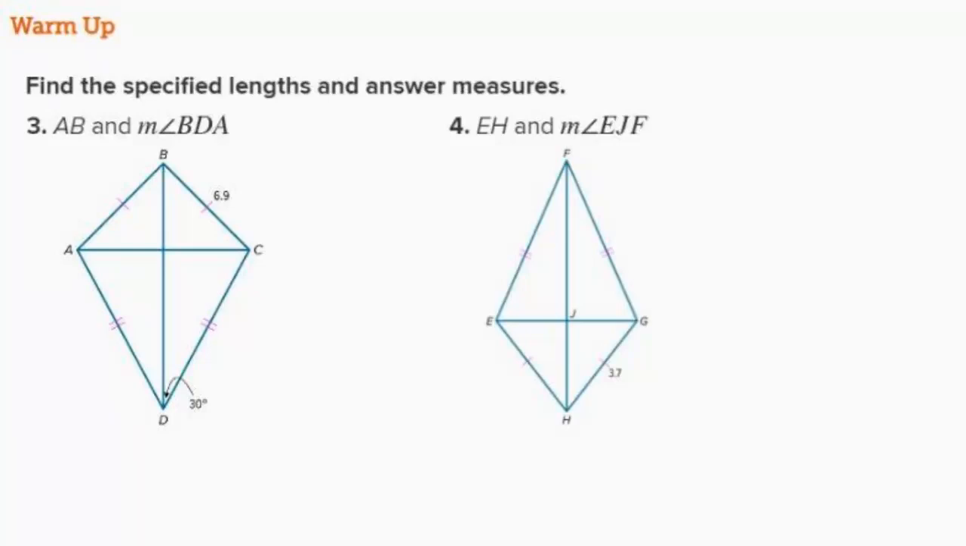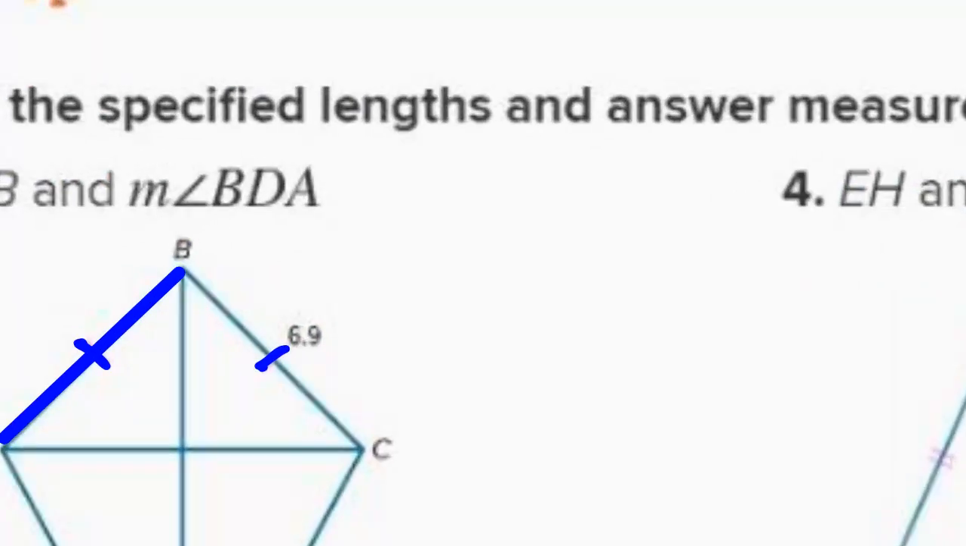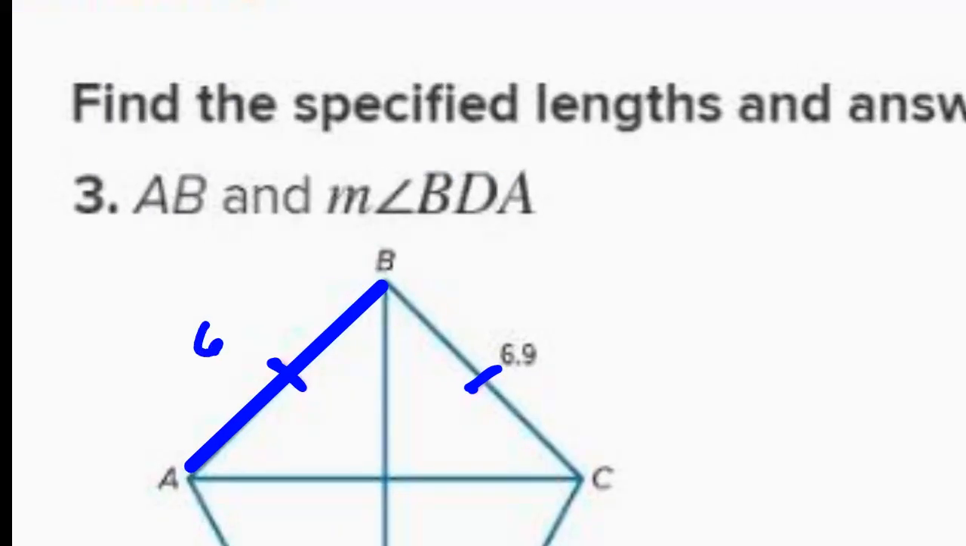All right, let's go over the warm-up. On the first one, number 3, they want us to find the length of segment AB, this segment right here. How big is segment AB? 6.9. Yes, there's a congruence mark on AB and a matching congruence mark on BC. So that means AB has to be 6.9.